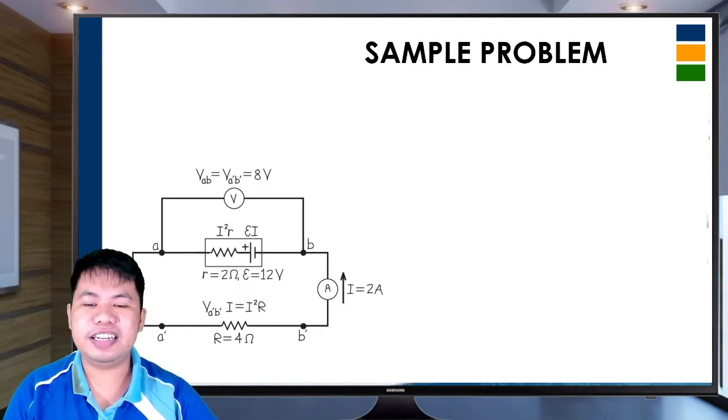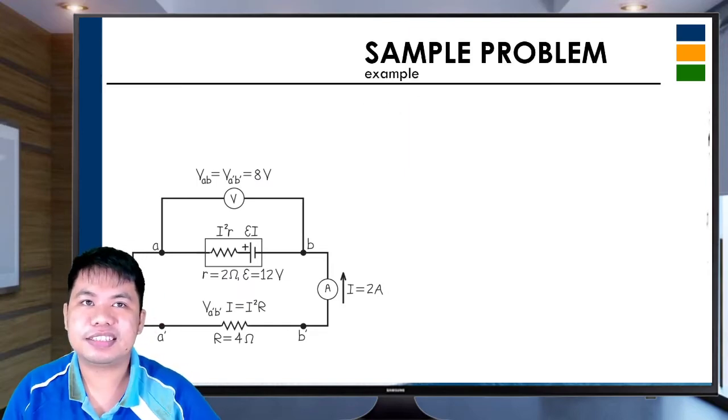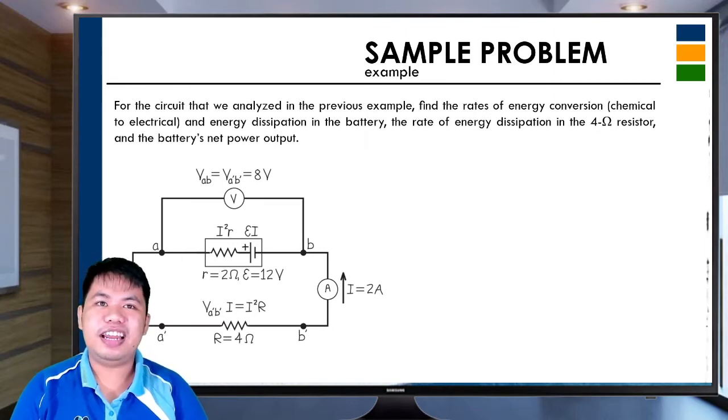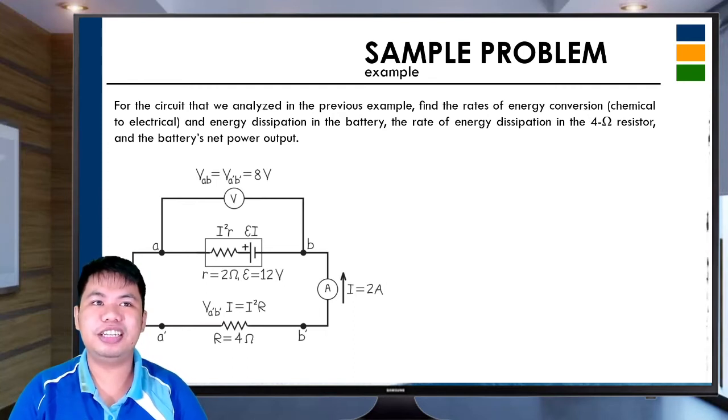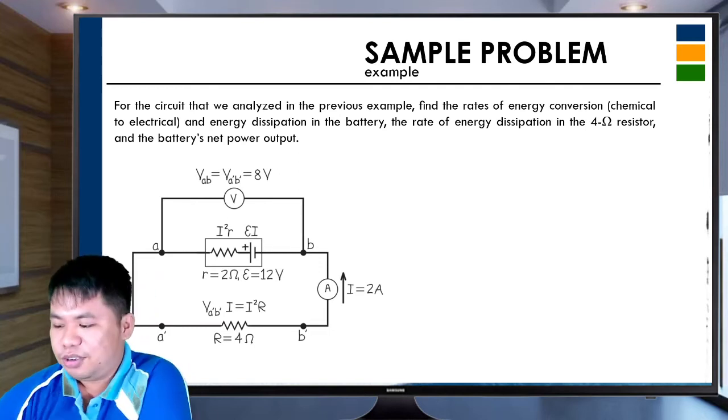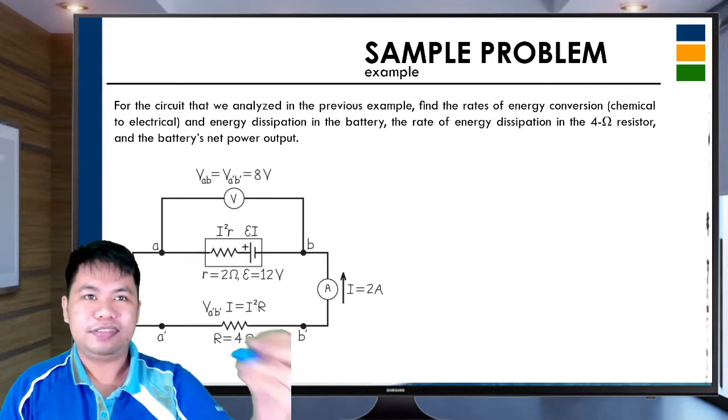So now let's have an example. For the circuit that we analyzed in the previous example, let's find the rate of energy conversion, chemical to electrical, and energy dissipation in the battery, the rate of energy dissipation in the 4 ohm resistor, and the battery's net power output. Okay, so let's solve.